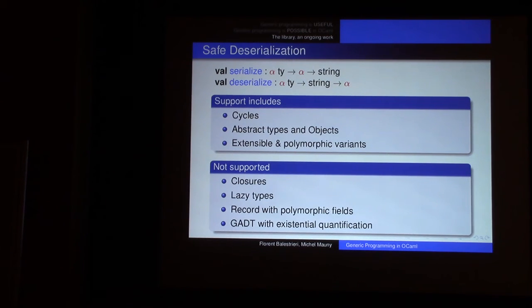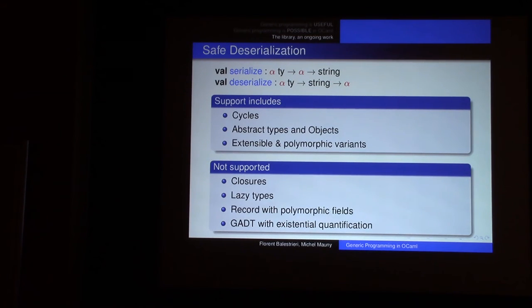So this function supports almost every type in OCaml, and how it works, we reuse the low-level marshalling provided by the standard library, but we then do a check after deserialization. So we can check over cycles and over shared polymorphic sharing. We deal with abstract types and objects correctly.